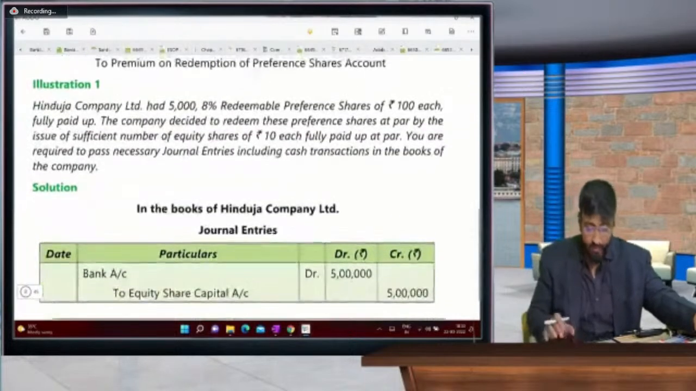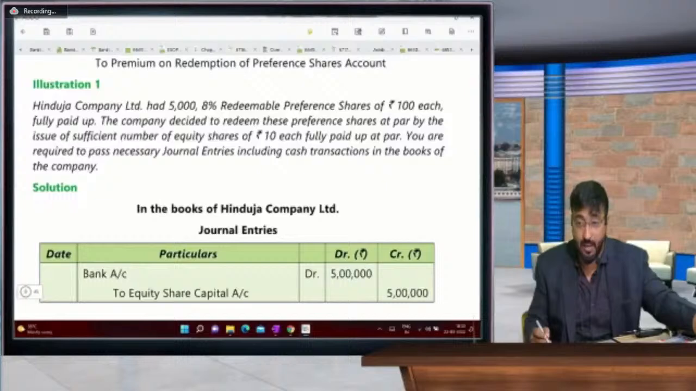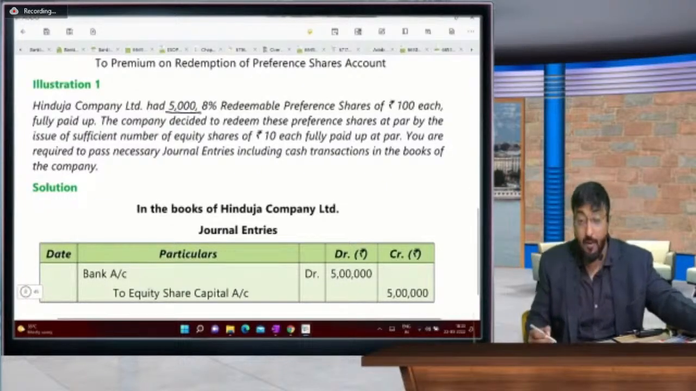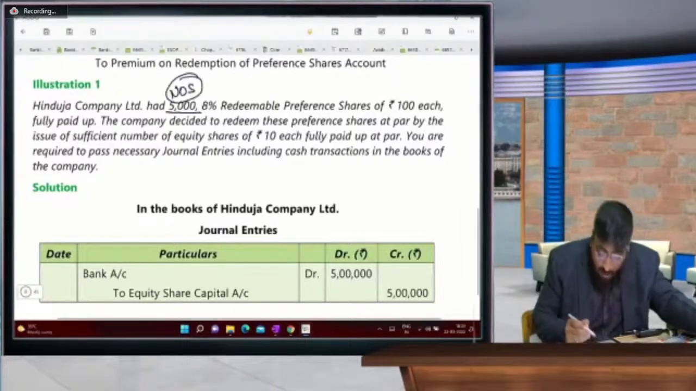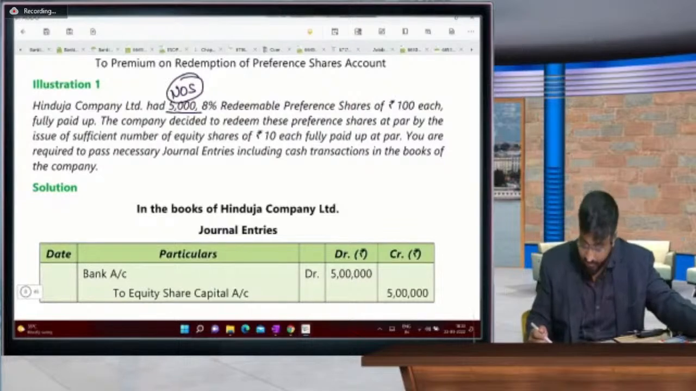Okay, now I will tell you from illustration number 1. Hindujas Company Limited, 5,000. Yes, write down the numbers over there. Now, what is 5,000? I already explained in the last session that everyone must have a hard copy. Yes, numbers.